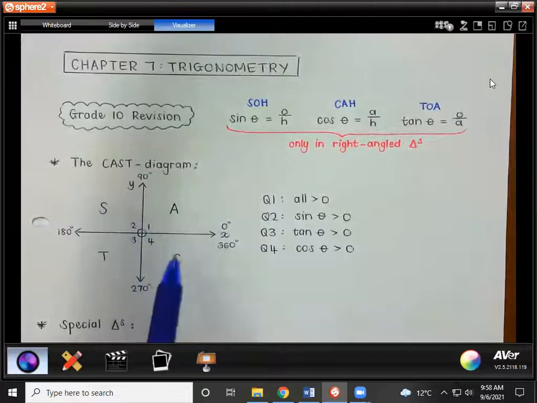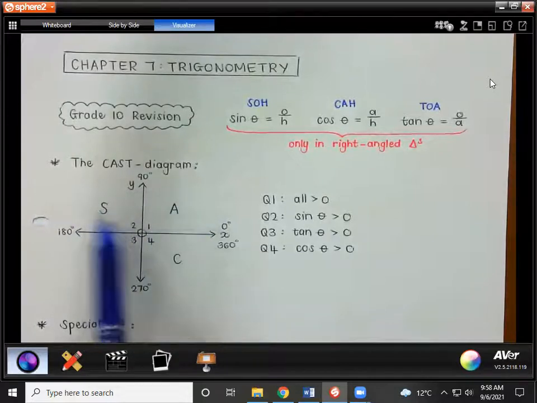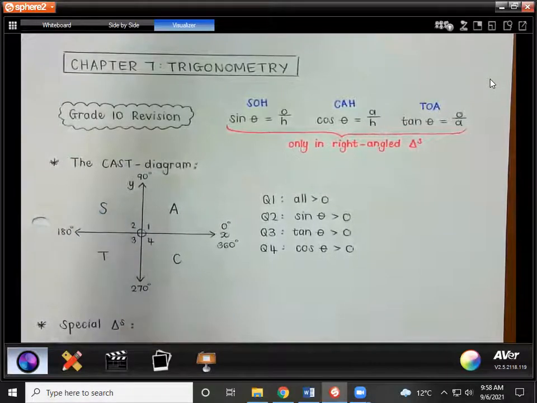S is over here, if we know our CAST diagram, meaning that only sine is positive in this quadrant. All right, sine is going to be opposite over hypotenuse. That will give us a positive answer. Cos and tan will be negative. When we're getting values for cos and tan in this quadrant, they will be negative.